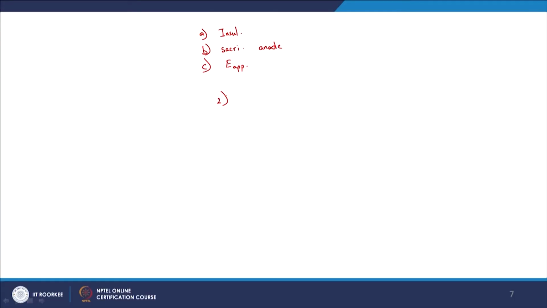So obviously we are also going to look at the second type of corrosion, when you have a metal in contact with a soluble oxidant now.